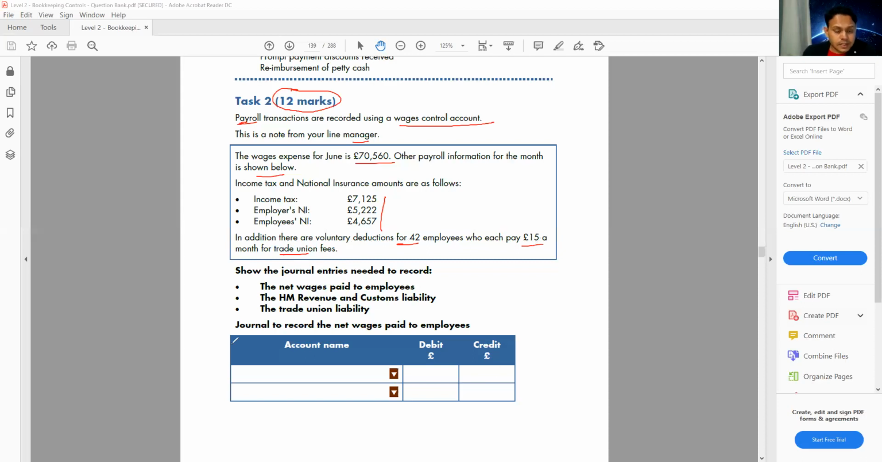Okay, let's have a look at the first one. The first journal here, they're asking, record the net wages paid. Do we remember what is the journal for net wages paid? So for the net wages paid, the journal will be: wages control debit, and money will go from the bank, credit. Wages control debit and bank is credit.